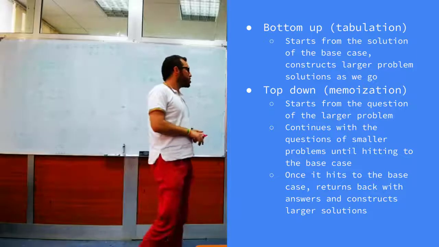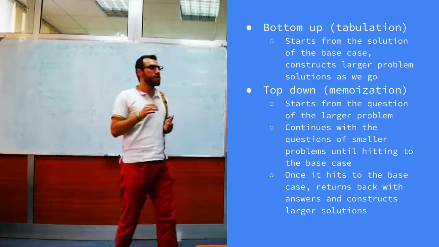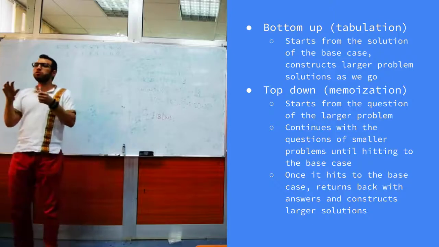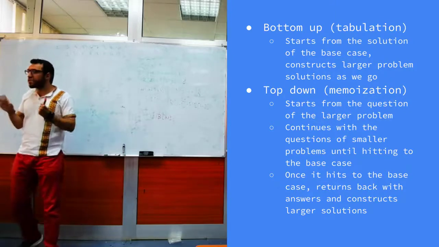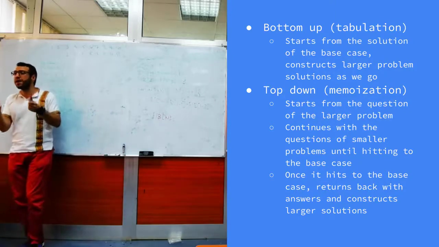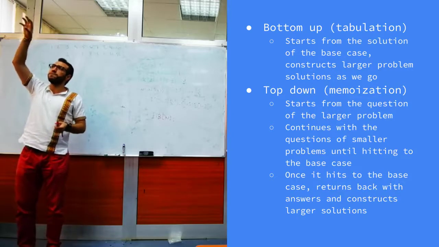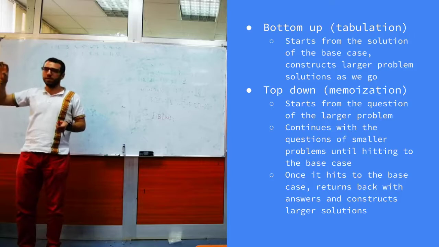And in the second approach, the top-down approach, we start from the top. This time we don't care about the real solution at the beginning. We care about the recurrence relation. We care about how we are going to get to the solution. And then we start from the top, and we call our sub-problem solvers.